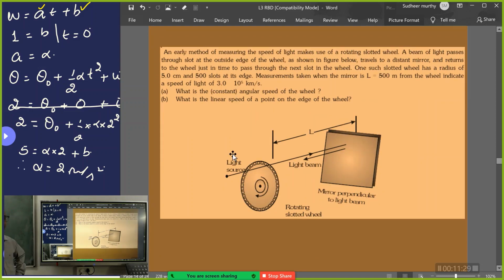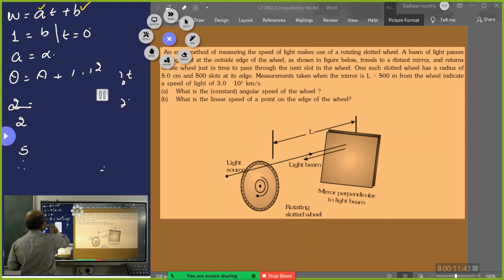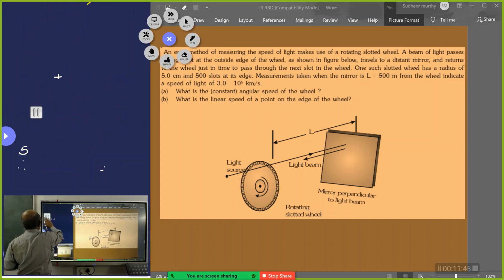Now this is a very interesting problem. The problem may look humongous, but it's quite simple and interesting. Please study and do this problem slowly. Don't be in a hurry, unnecessary hurry.